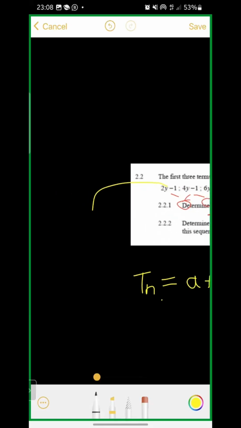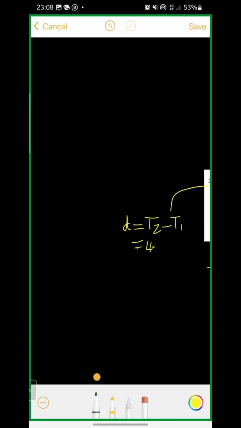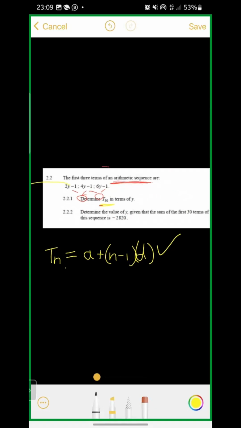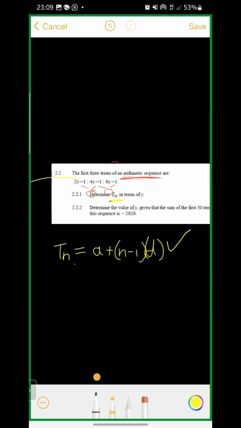Let's operate this one. We know that to find our d, we take T2 minus T1. That's how we get our difference. Do we agree? Yes. Wait, how many marks is this question? 3 marks. Okay.